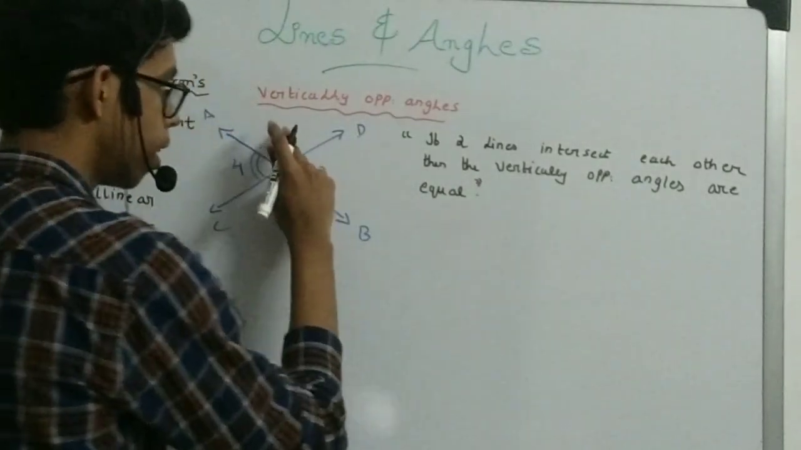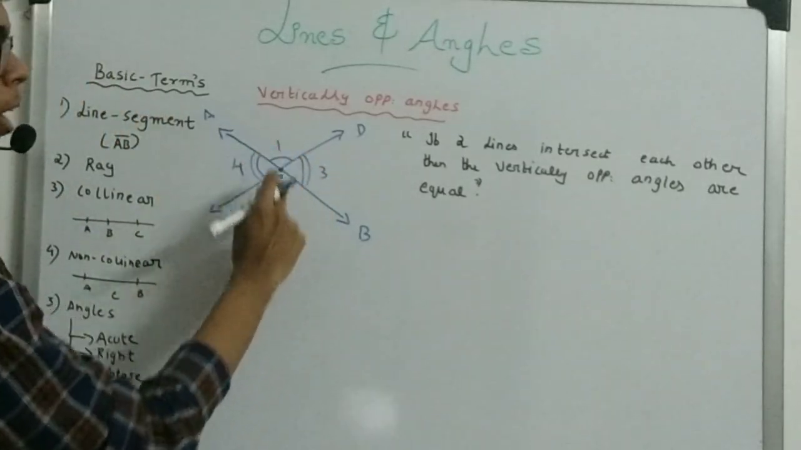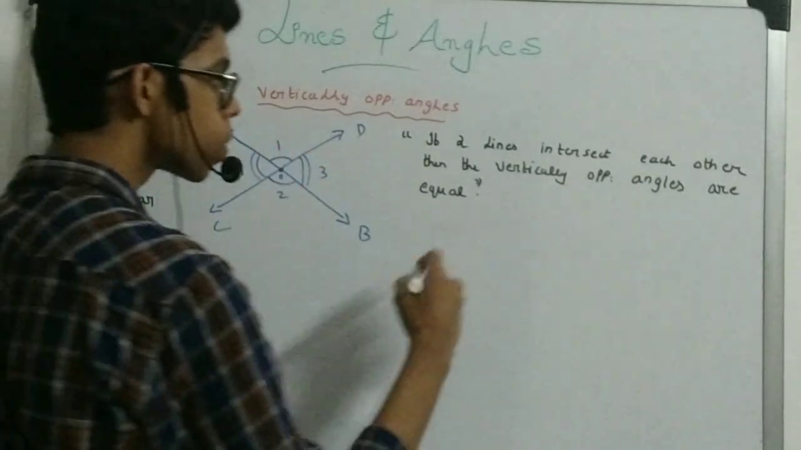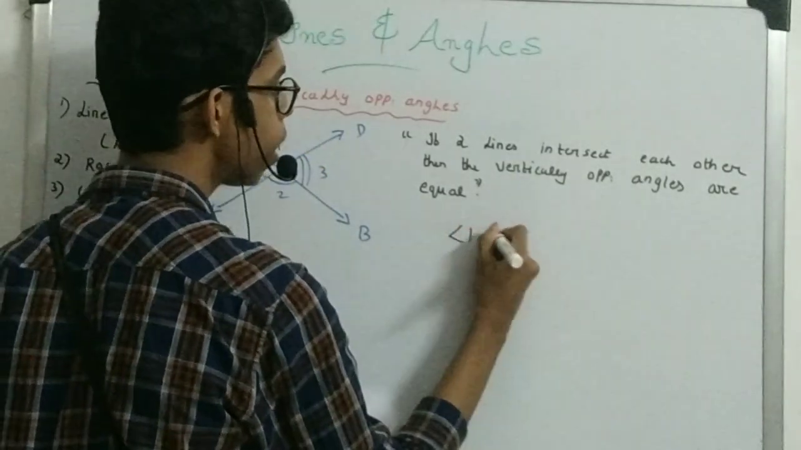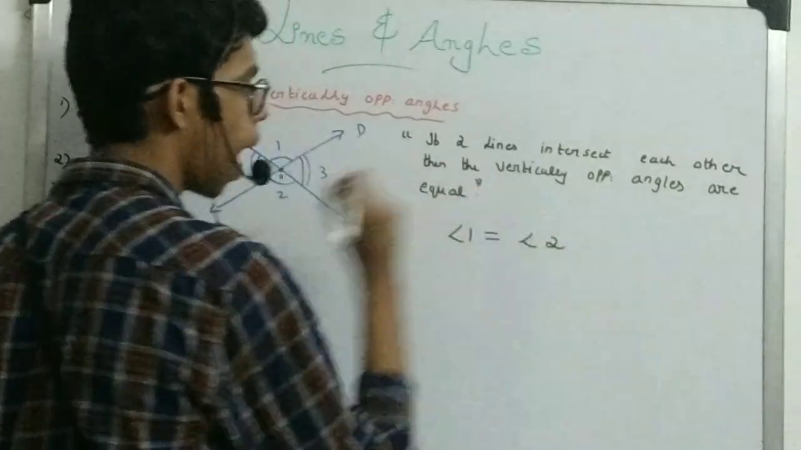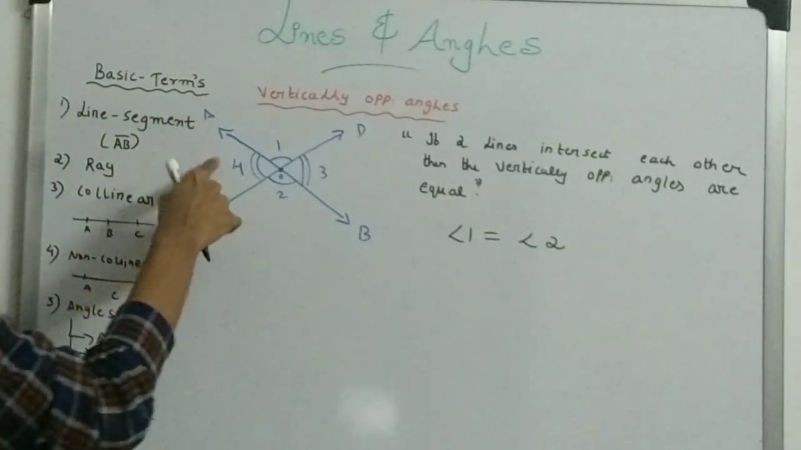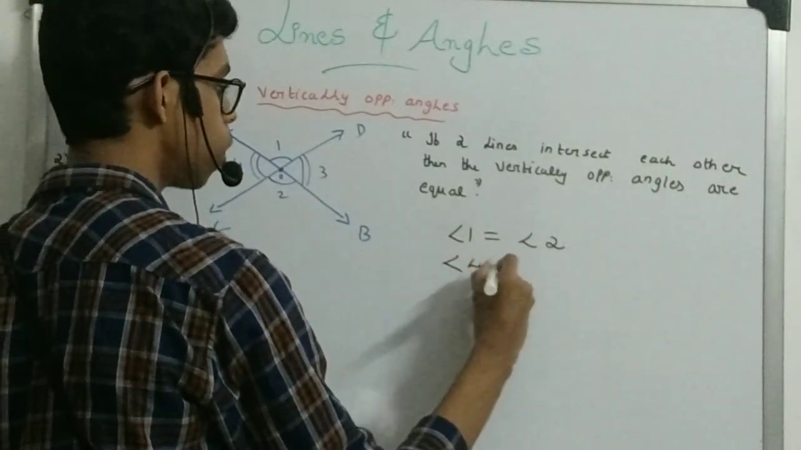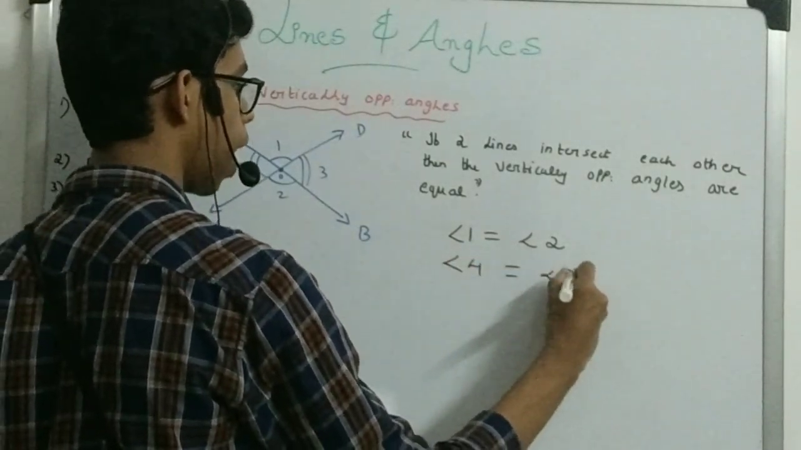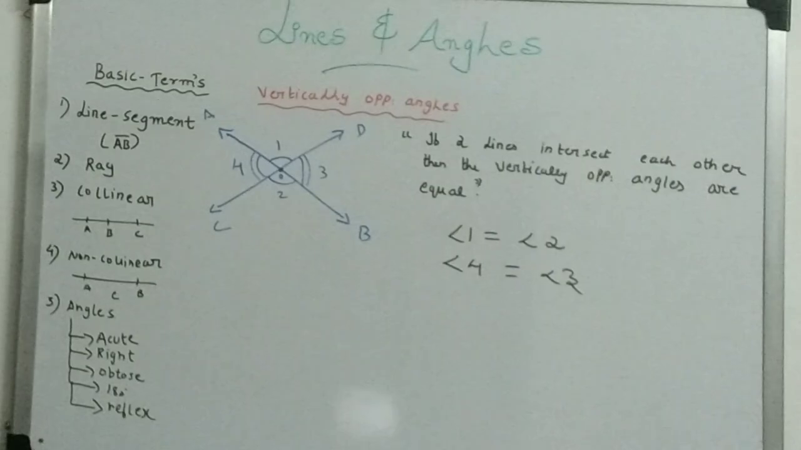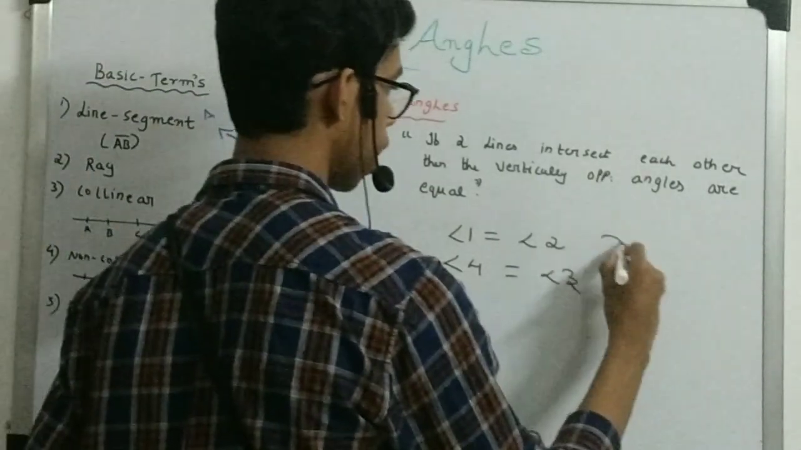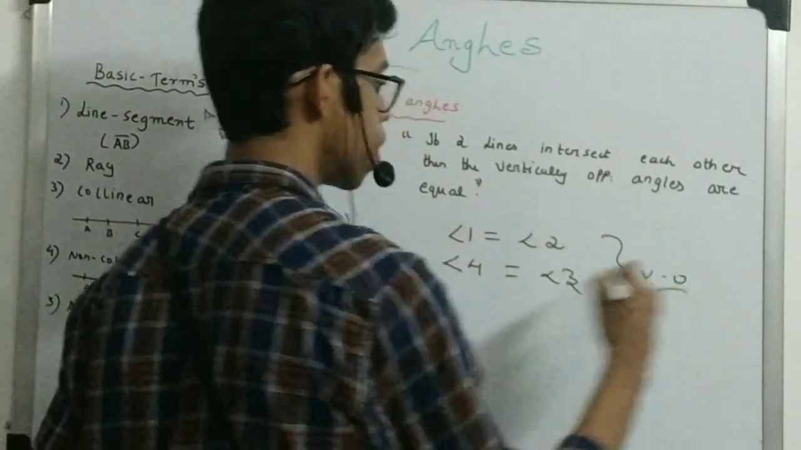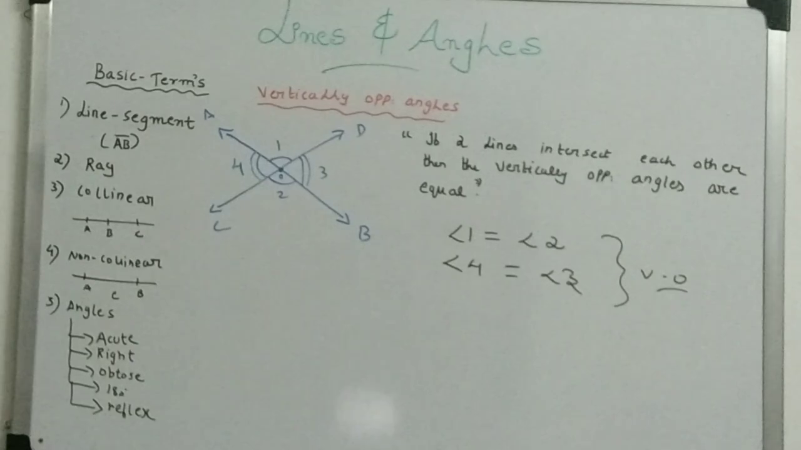Which means if angle 1 and 2 are vertically opposite angles, I can say that angle 1 is equal to angle 2. Similarly, 4 and 3 are vertically opposite angles, so I can say angle 4 is equal to angle 3. Why? Because these are vertically opposite angles. So I hope it is clear. Now let us see the proof of this statement.